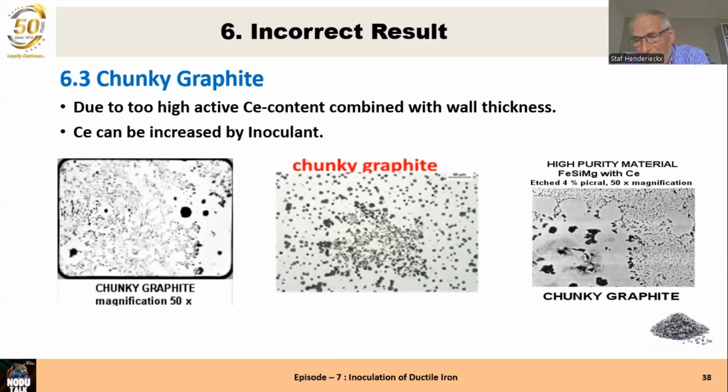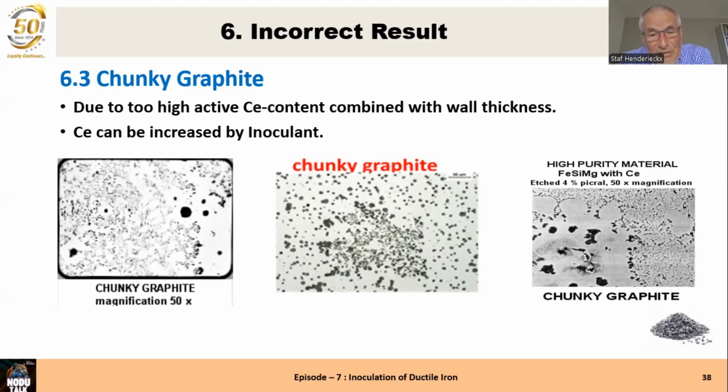And at the right side, you see also that there are few nodules, and chunky graphite. Chunky graphite is due to too high active cerium. And the thicker the wall is, the more dangerous it is. So please, when you add inoculant with cerium, pay attention that the cerium level before the inoculation is not yet too high, because otherwise you can risk chunky graphite.